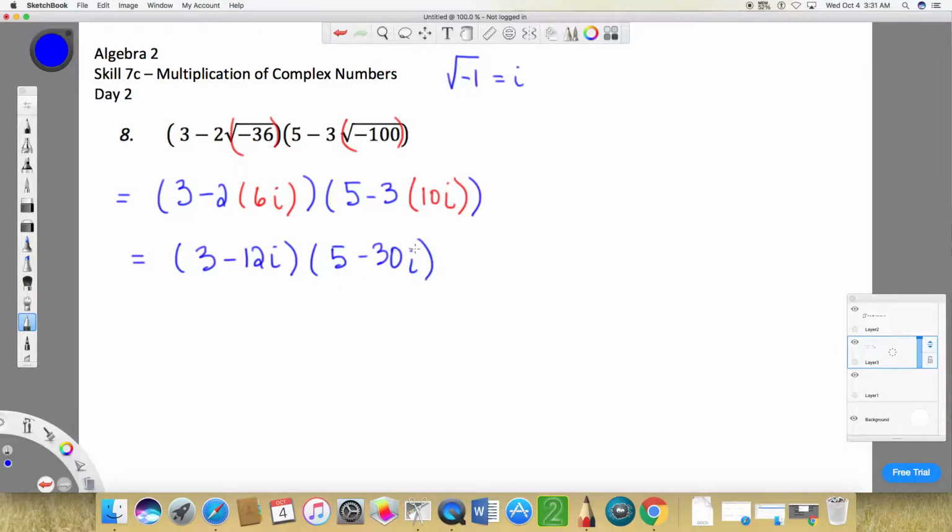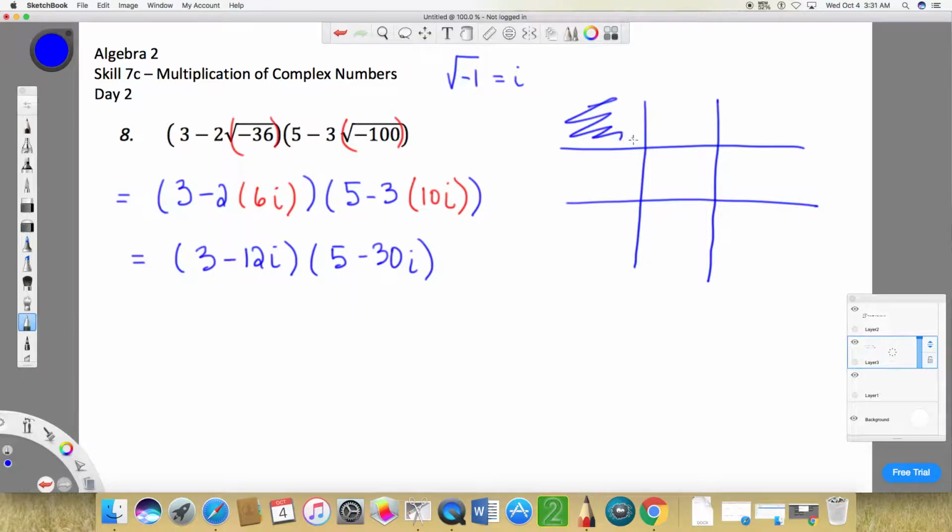So now we're ready to jump in and do this multiplication, which means applying the distributive property. So we're going to use a table to help us do that. It's a nice organized way to apply the distributive property. So we have 3 minus 12i along one side and 5 minus 30i across the top. And this just helps us in our organization in multiplying these terms together.